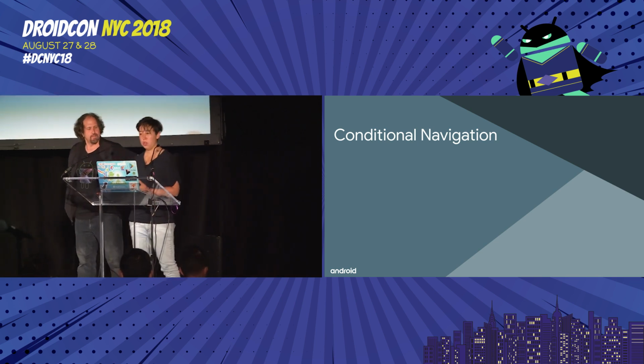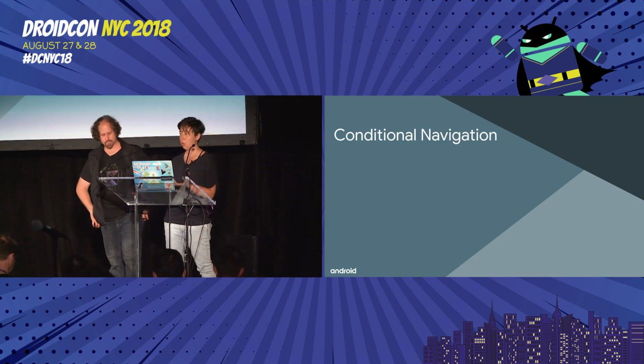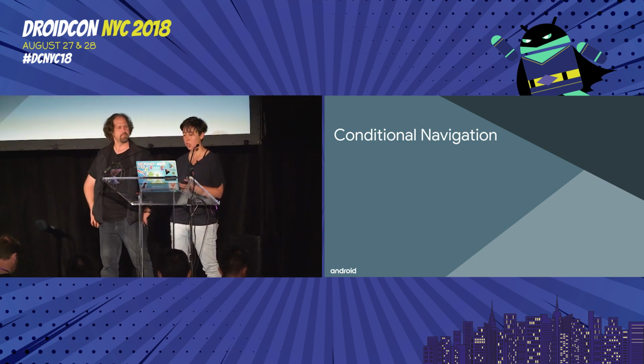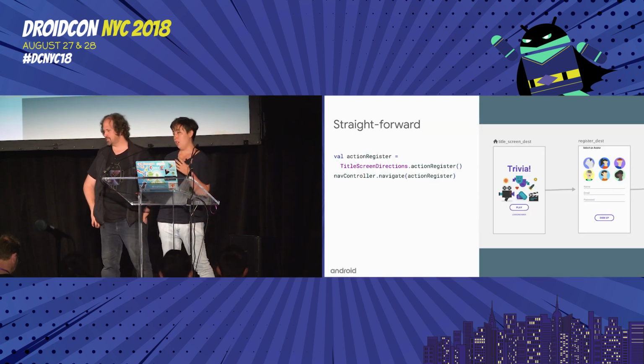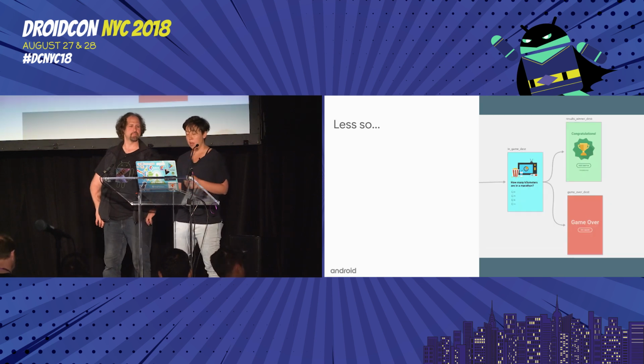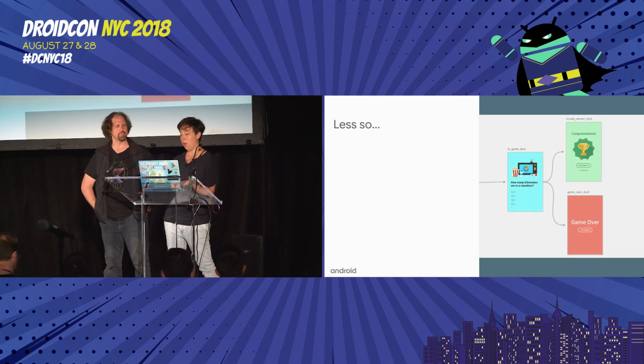Okay, so thus far we've talked about things that have been mentioned in other talks and in our documentation. So I wanted to get into some more advanced topics and talk about conditional navigation, which includes all the logic that you need to make navigation decisions. Thus far, our navigation decisions have been pretty straightforward. You click on a button and you go somewhere. But you're often going to get into situations where navigation gets a little bit more complicated.